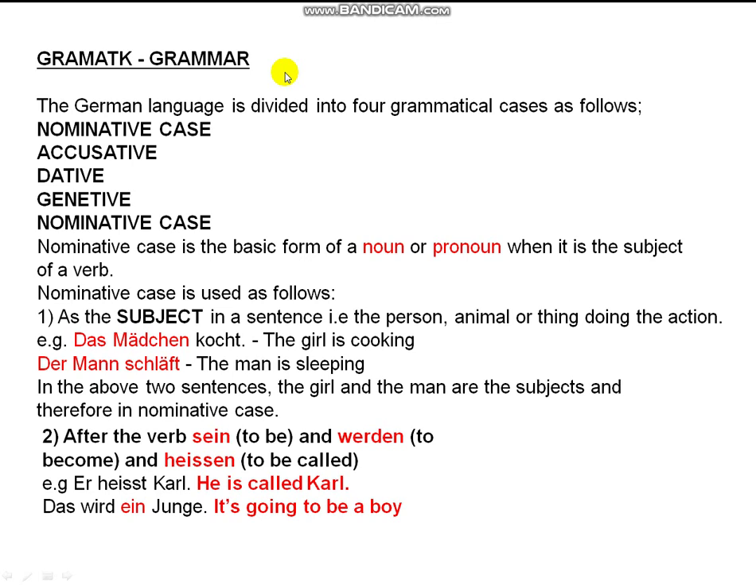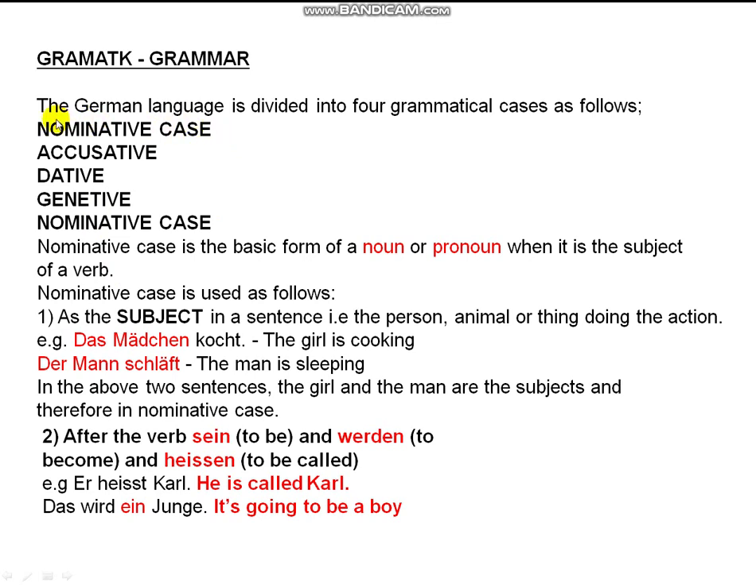I always tell my students that German grammar is a little bit more challenging than English, but it is not difficult. If you are consistent and you have the passion for it, then you are good to go. So don't give up. Let's begin. Just follow as I read along and I do a little bit of explanation here and there.